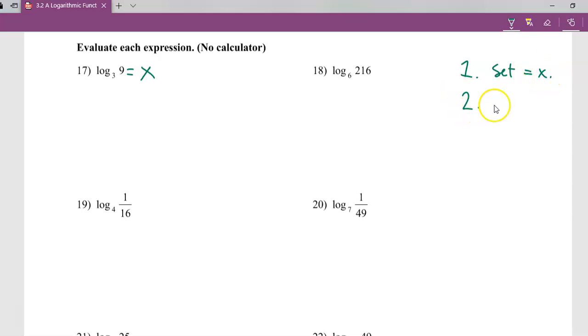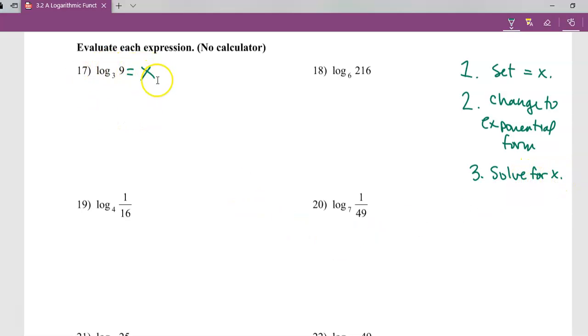Step 2, change to exponential form. And step 3, solve for x. Okay, so our first thing, set it equal to x. Second thing we want to do is change form. That little base number is the base of the exponent, and it always equals the exponent, so it would be 3 to the x power equals 9. Because remember, what is this asking me? What exponent would I have to raise 3 to in order to get 9? Well, it would have to be 2, right? Because 3 squared is equal to 9.